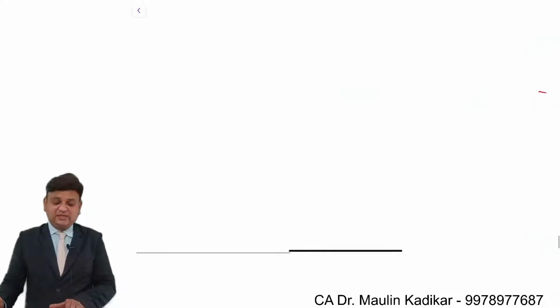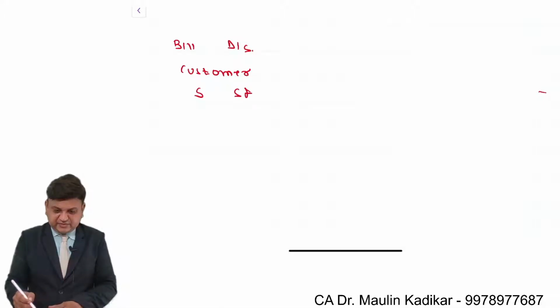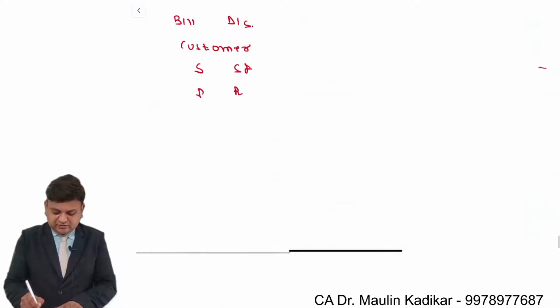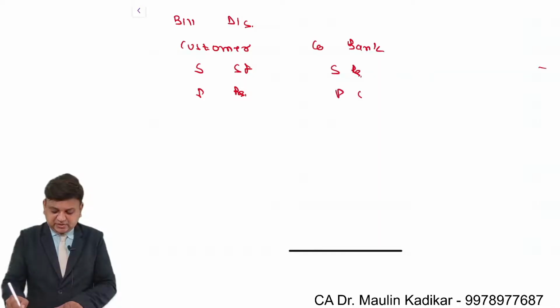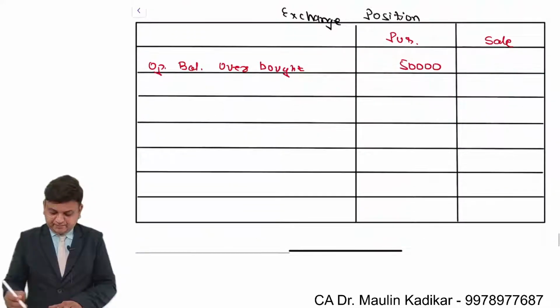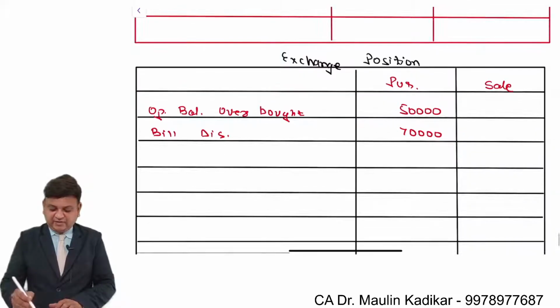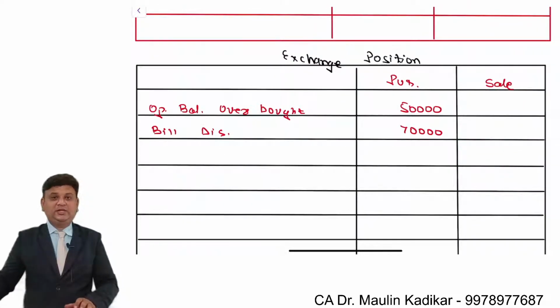The question provides the information that a bill on Zurich was purchased. It means that's the bill discounting. As far as the bill discount is concerned, from the customer's point of view, the transaction is a sale of Swiss franc and a purchase of rupees. So from the bank's point of view, the transaction is a sale of rupees and a purchase of Swiss franc. So over here, bill discounting, an amount of 70,000, and it will have the effect only in the exchange position, not in the Nostro account.